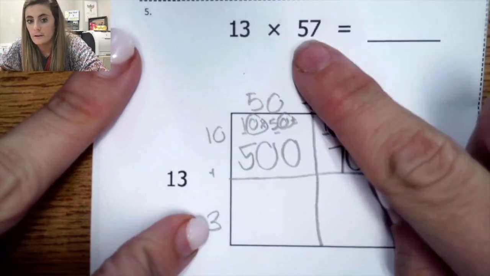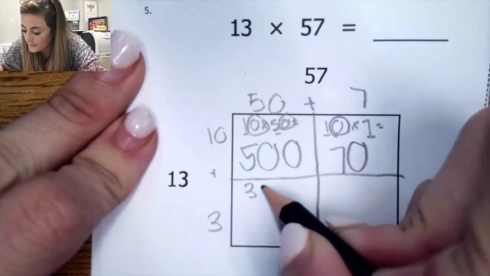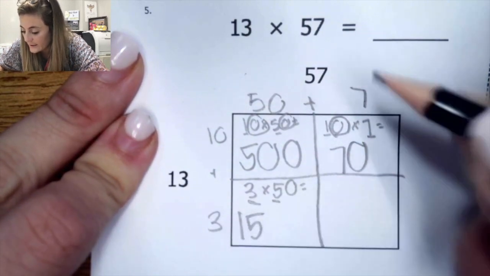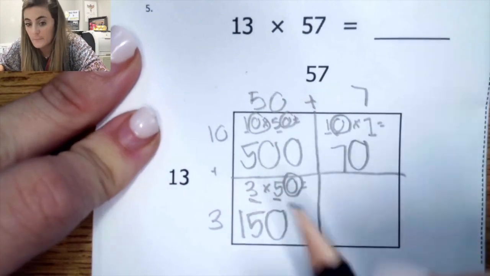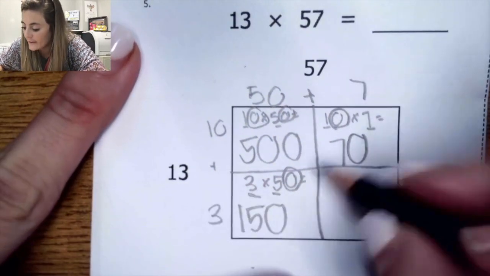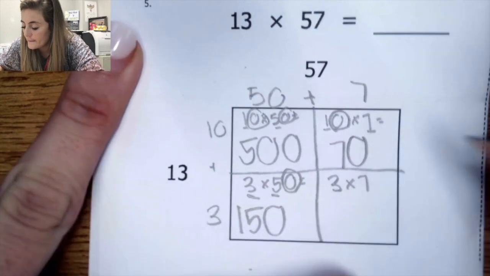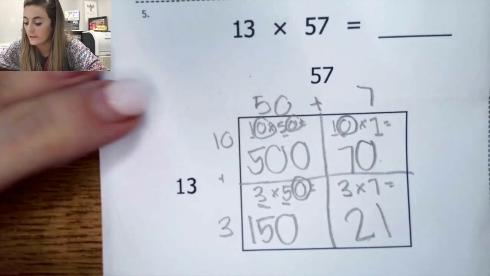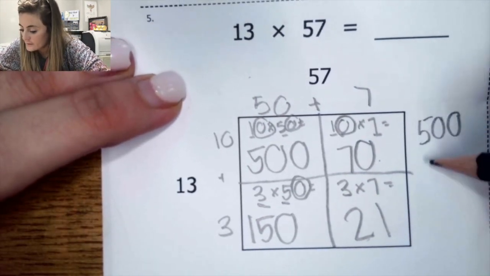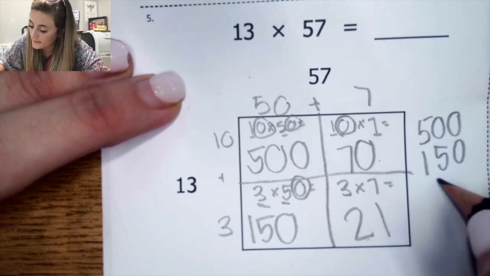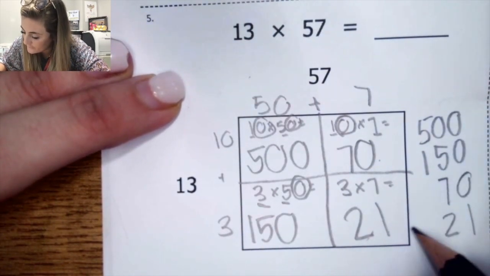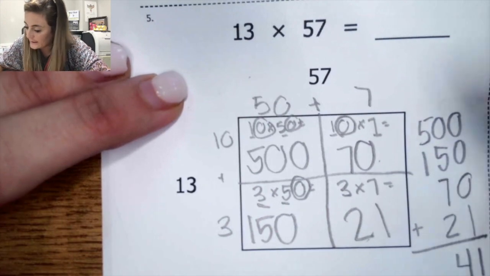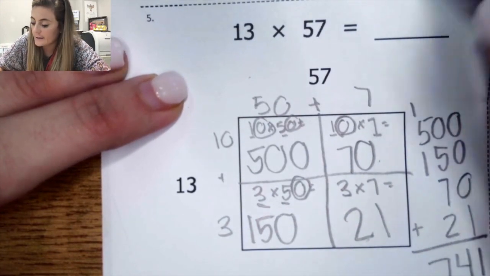Now we're going to move on to the 3. First one is 3 and 50. So 3 times 50 equals, well, I know 3 times 5 is 15. I have 1 leftover 0, so I'm going to put the 0 here to make 150. And finally, 3 times 7, right, is equal to 21. Now I'm going to take all 4 of those products and add them together. So I have 500 plus 150 plus 70 plus 21. So I have a 1, so 9, 14, carrying my 1. So my answer is 741.